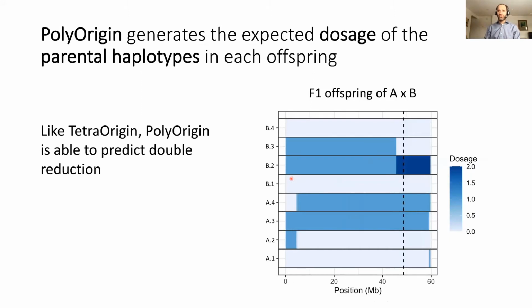You can see dosages greater than 1 even in a biparental population when you have double reduction occurring. As I mentioned already, one of the strengths of the meiosis model that Chowji has built in TetraOrigin, which is present in PolyOrigin as well, is that it can explicitly model the presence of quadrivalents and then correctly infer the presence of double reduction. So here's an example of a real potato offspring, and we can see here that in this part of the chromosome, there are 2 copies of the haplotype B.2. And that means that both of the sister chromatids wound up in the same gamete in that part of the chromosome.